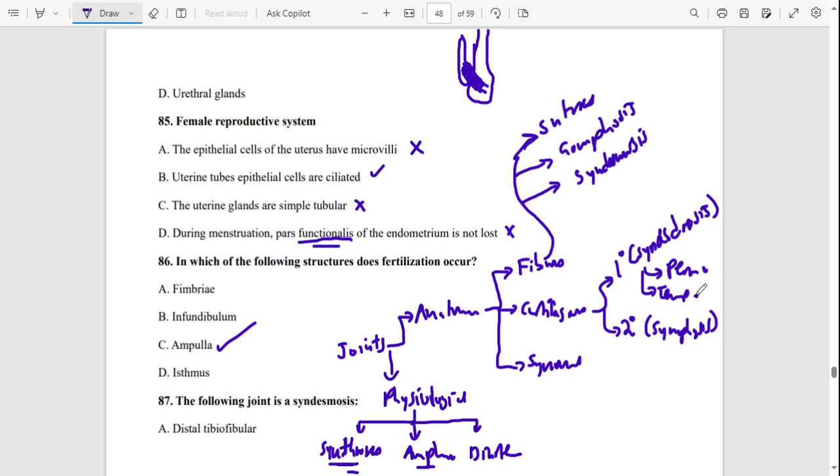And then the temporal chondrosis includes the growth plate. It can actually ossify. And then the symphysis, you can give an example of the pubic symphysis, which is on the pubic bone. And then the synovial joints, these ones can be divided into six.